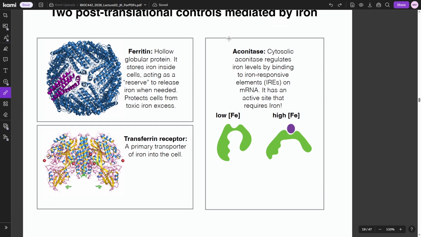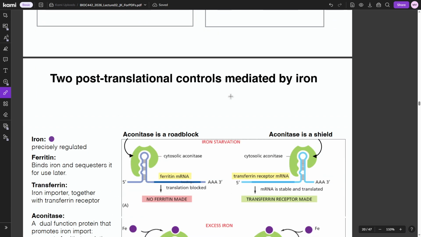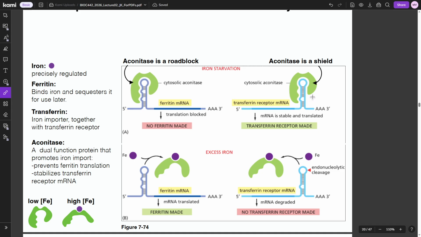So, talked about these. Aconitase is the main driver of how these things are translated and regulated. I'm not going to talk about this again. The basic gist of this is under iron-starved conditions, the aconitase blocks translation of ferritin, and then it promotes transferrin production. Whereas in excess iron conditions, iron binding to aconitase leads to release of the aconitase from the transferrin mRNA, which causes it to be degraded, and then also causes the release from the ferritin mRNA, which causes it to be made.